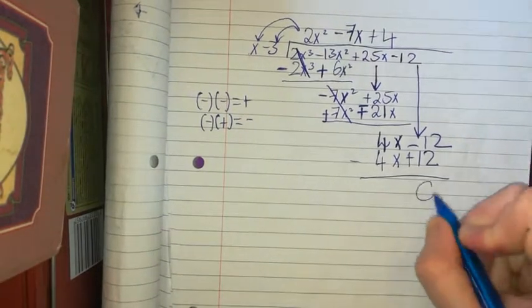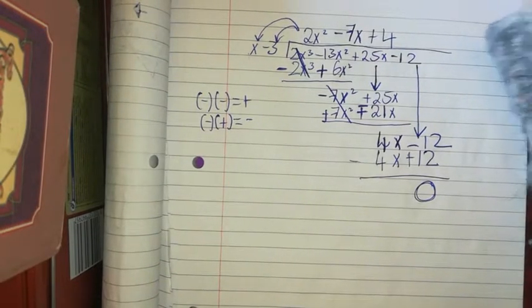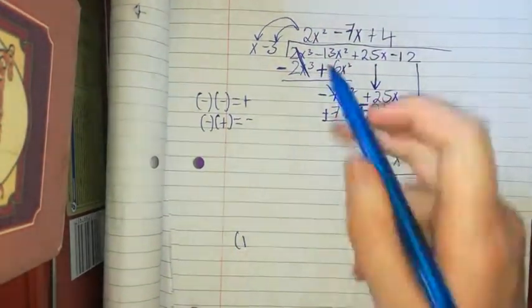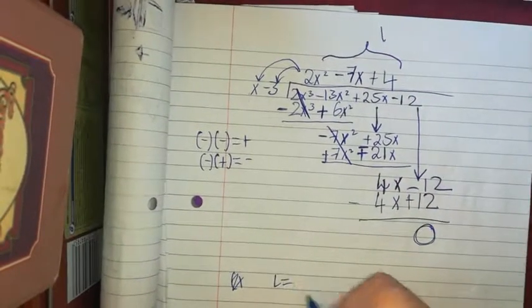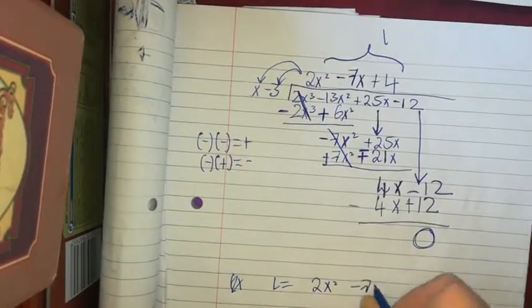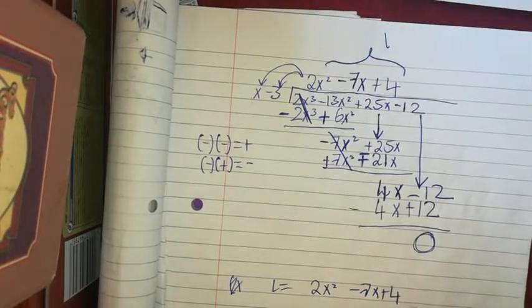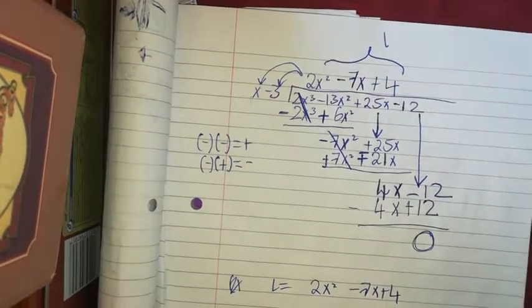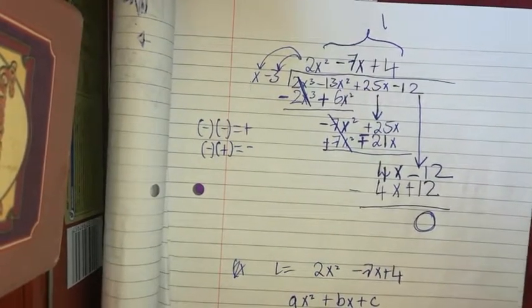So I was asked for a, b, and c. This here must be the length, because I figured out that if I divide the area by the width, I get the length. So the length is equal to 2x squared minus 7x plus 4. They had the length in the form ax squared plus bx plus c and asked me to find the values of a, b, and c. So a is equal to 2, b is equal to minus 7, and c is equal to 4.